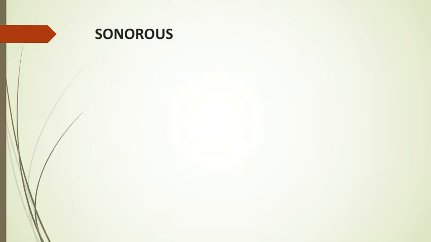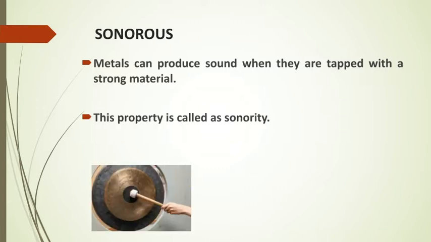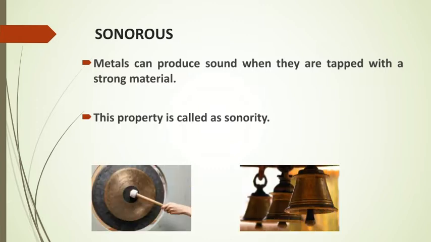Next, metals are sonorous. Metals can produce sound when they are tapped with a strong material. This property is called sonority. For example, in churches or in temples, we are using bells because metals can produce sounds when they are tapped with strong materials. This is called sonority.